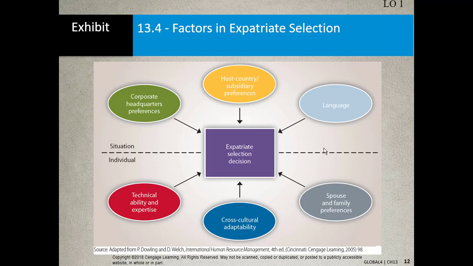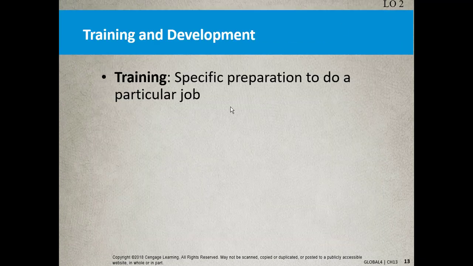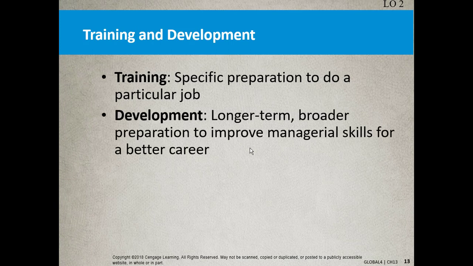In fact, your author has a great closing case on page 217 about an executive having to make that decision between working in Chicago, Illinois, or Shanghai, China. It's a great little way of looking at the process. Okay, training and development. Training is specific preparation to do a particular job. Development is longer term than training, broader preparation to improve managerial skills for a better career.